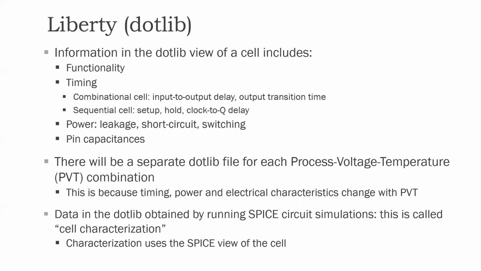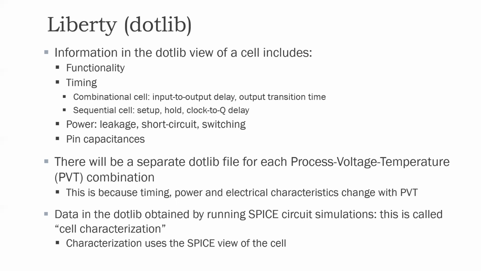So let's start by looking at the .lib view, or the liberty view. The information in the .lib view of a cell includes the following: the functionality of that gate. What is the functionality? Is it a 2-input NAND gate? Is it a 4-input MUX? Is it an AOI gate? That functionality is captured in the liberty view or the liberty file for the standard cell library.